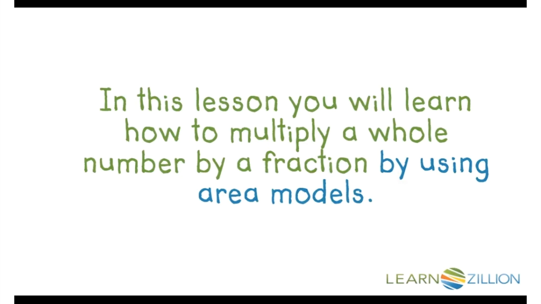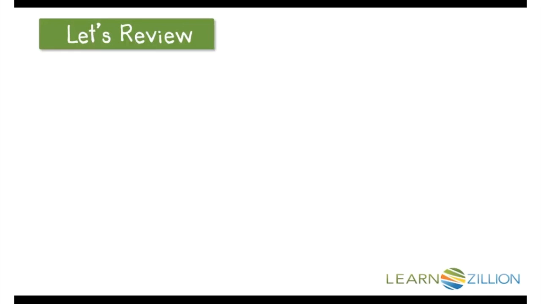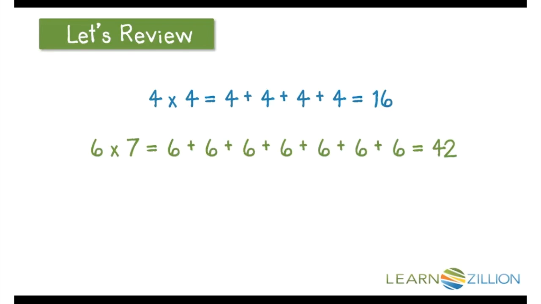In this lesson, you will learn how to multiply a whole number by a fraction by using area models. Let's review. You already know that we can represent multiplication as repeated addition. 4 times 4 is equal to 4 plus 4 plus 4 plus 4, which equals 16. We can find the answer using repeated addition, but we use multiplication to simplify the process, such as 6 times 7, which equals 42, or we can add 6 seven times to find that it equals 42.